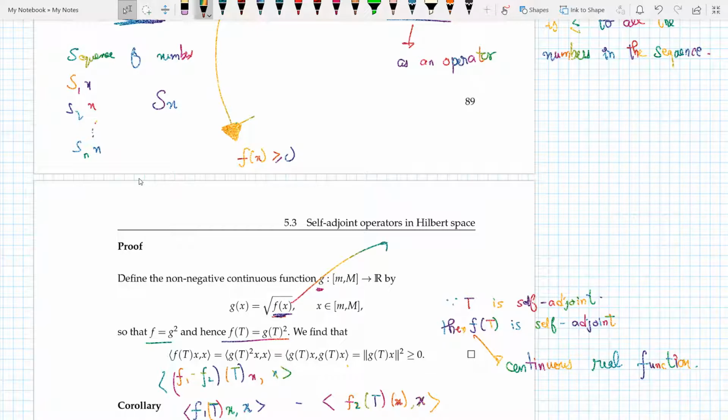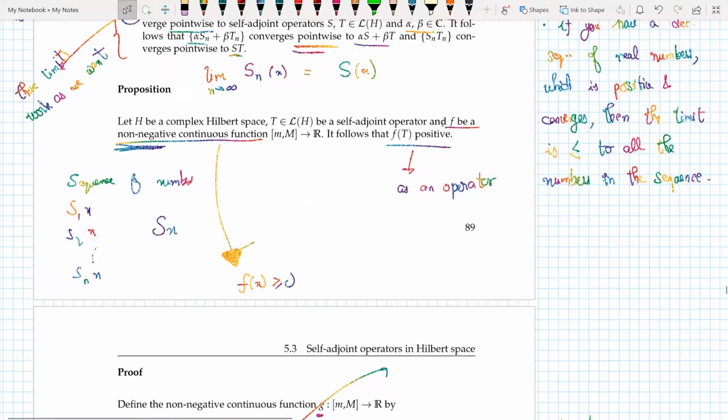Now this f of x, if you look at the definition above, they call it a non-negative continuous function. What they mean by this is that f of x gives me a real value which is always greater than or equal to 0 for every value of x belonging to my Hilbert space H. Now when I say f of T is positive, I mean it is positive as an operator.